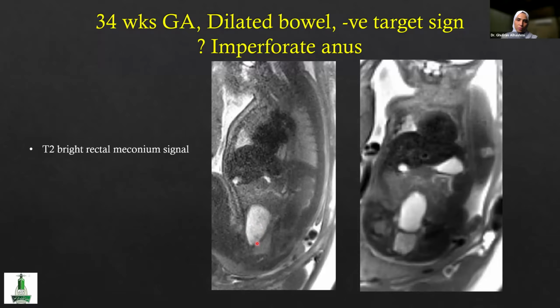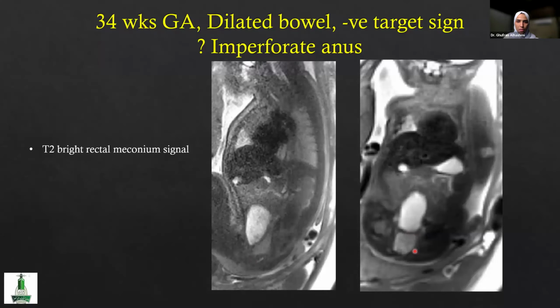So behind the bladder is the rectum, and the rectum should be dark on this sequence because it's filled with meconium. So normal meconium-filled rectum should have a dark signal on this image. However, in this patient, the signal is not dark, it's intermediate to high.